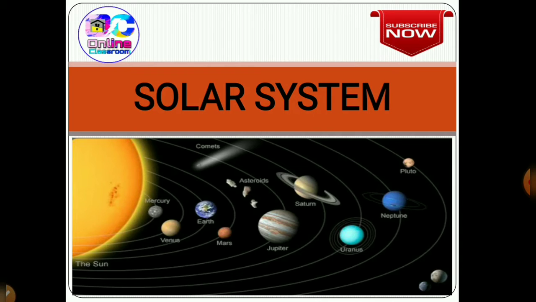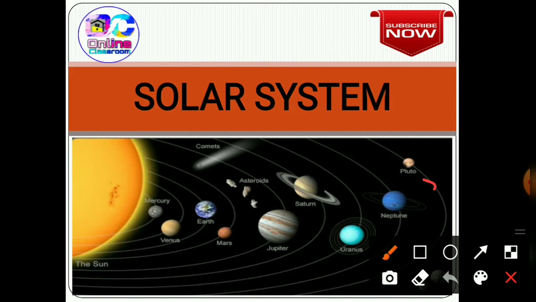Now this picture clearly explains the distance of the planets from the Sun. The first one is Mercury, second is Venus, third is the Earth, fourth is Mars, fifth is Jupiter, sixth is Saturn, seventh is Uranus, and eighth is Neptune. After Neptune, we have the dwarf planets, that is Pluto and the others. All the planets move in an elliptical path that is known as an orbit, which is also shown through these circles over here.